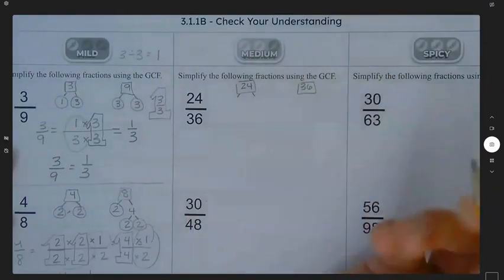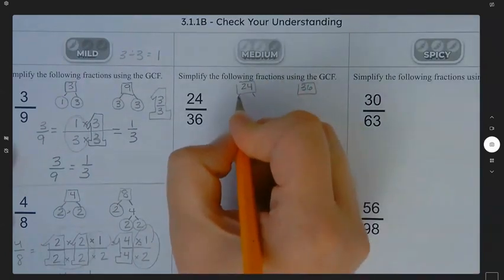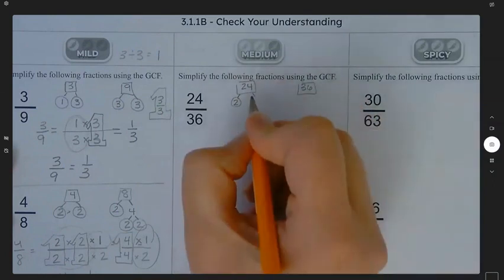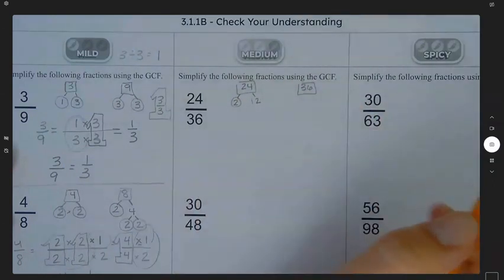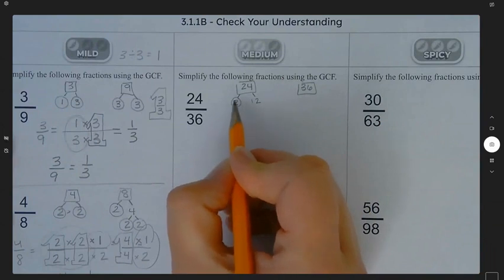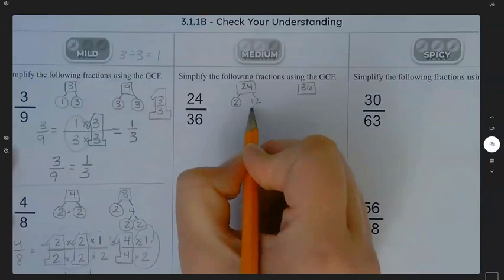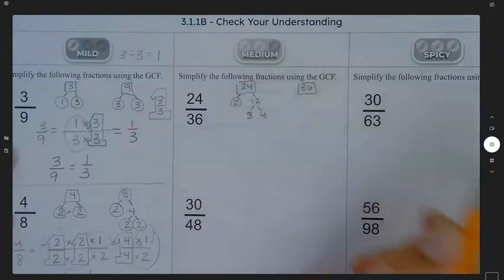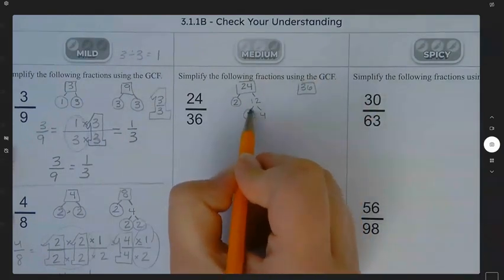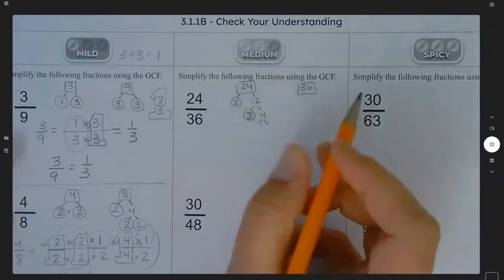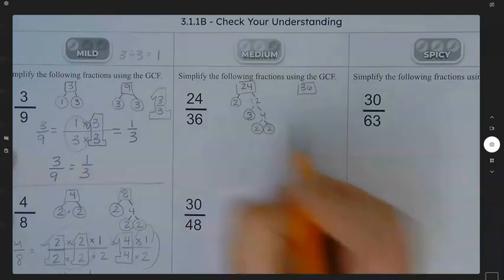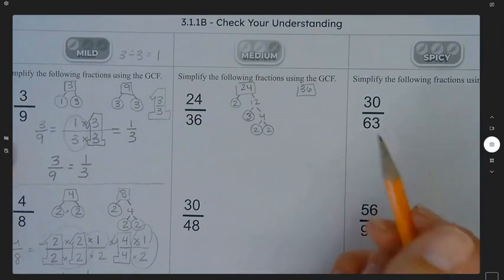So we ask ourselves, what times what equals 24? And I like to start with 2 if it's an even number, just gives me half right away. And 2 times 12 is equal to 24. And I circle my prime factors so I know that that branch of the tree is done. Then I'll move on to 12. What times what equals 12? 3 times 4 equals 12. 3 is a prime number, so I'll circle that. And then I'm left with 4, which is 2 times 2. So there are my prime factors for 24.